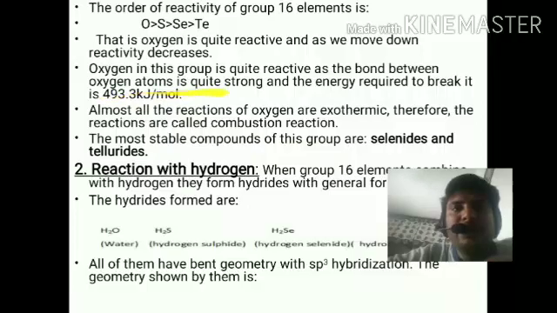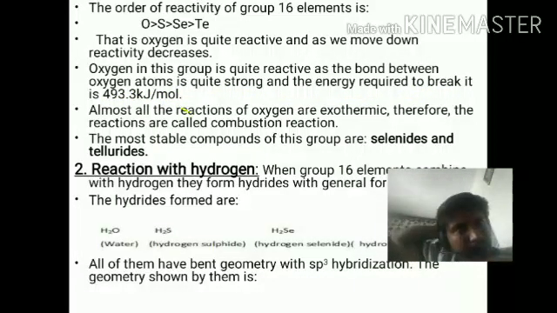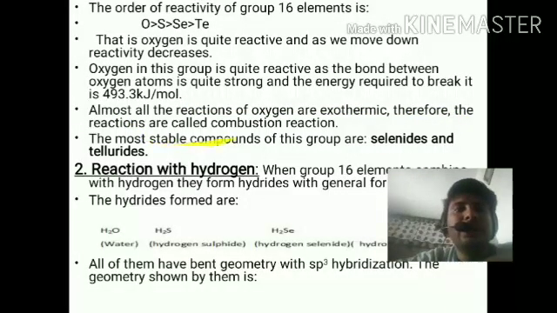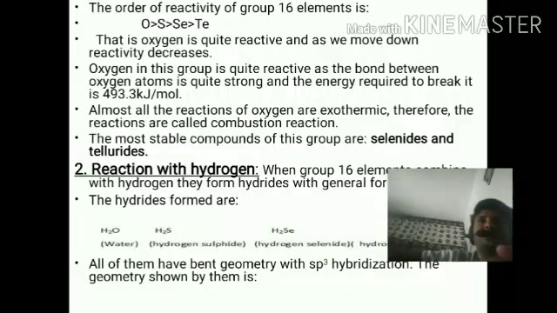Oxygen in this group is quite reactive, as the bond between the oxygen atoms is quite strong, and the energy required to break it is 493 kilojoule per mole. Almost all the reactions of oxygen are exothermic, therefore the reactions are called combustion reactions. The most stable compounds of this group are selenides and tellurides.